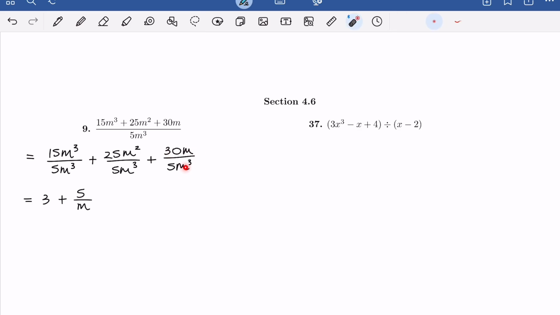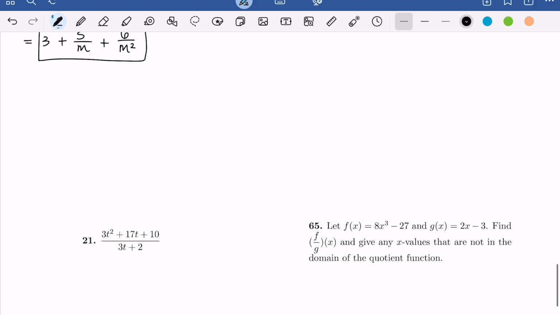Similarly, for this last term here, we have 30 divided by 5. So this is going to give us 6. Then we have an m by itself in the numerator and an m cubed in the denominator. So again, subtracting these exponents, we're going to get an m to the negative second power. And writing this with a positive exponent is going to give us m squared. So this would be our final answer here. We can't reduce or simplify this any further.